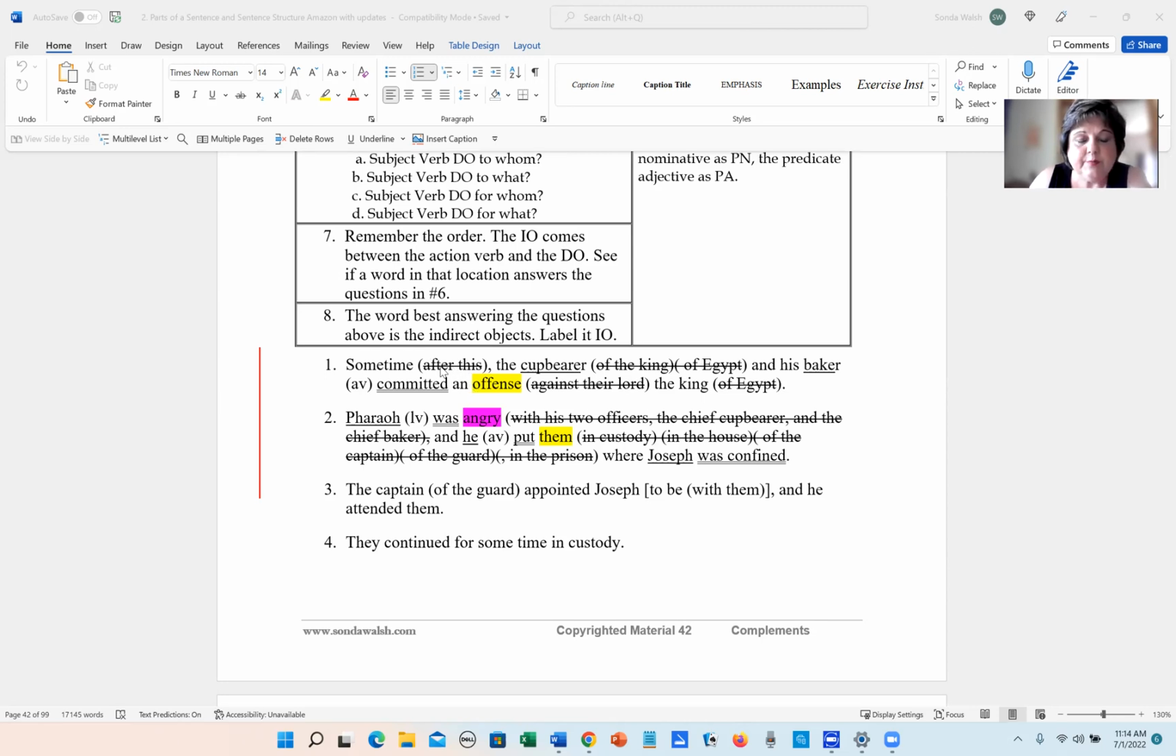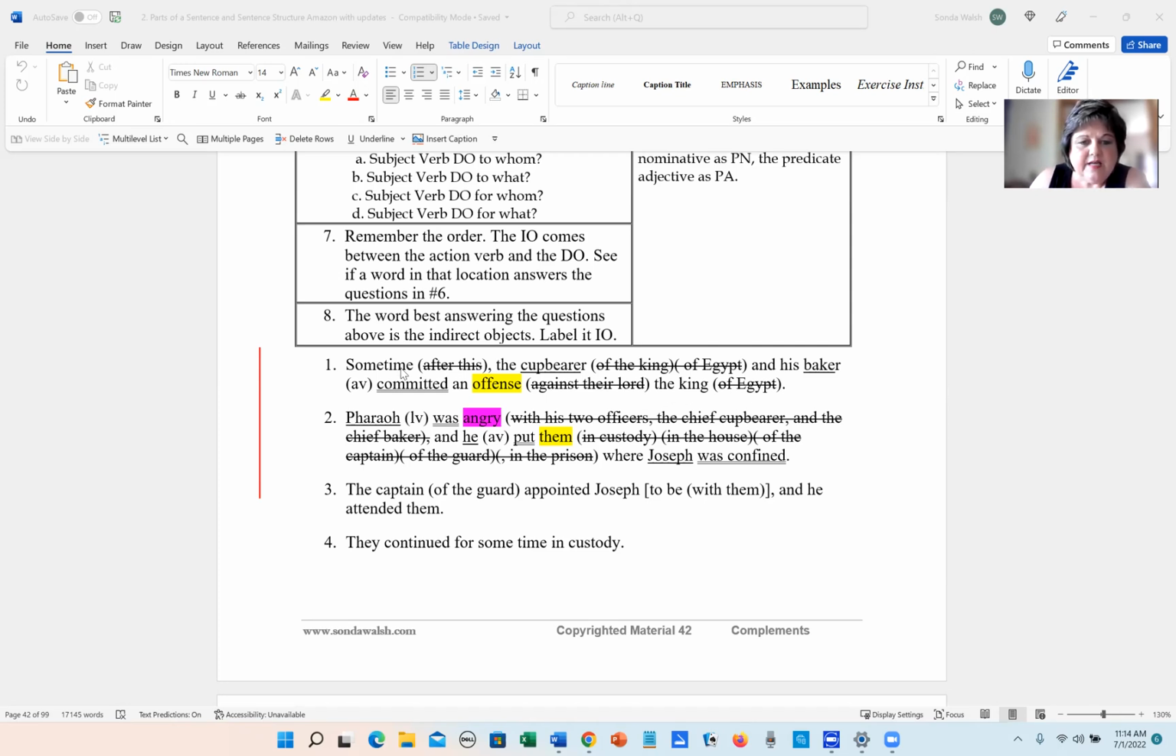The first thing we did is go through and identify the prepositional phrases. After this is a prepositional phrase: of the king of Egypt, against their Lord, and of Egypt. I mark those out because we will not find a direct object, an indirect object, a predicate nominative, a predicate adjective, or a subject of the sentence inside the prepositional phrase.